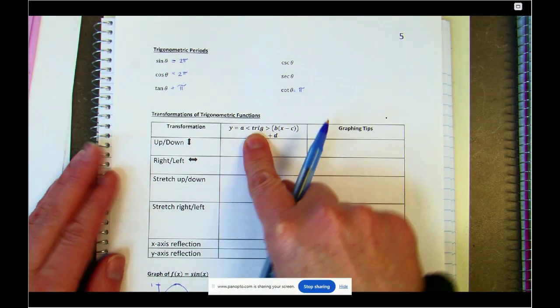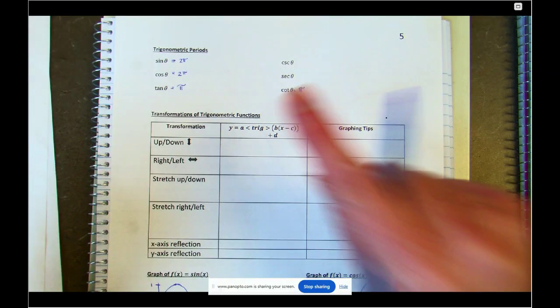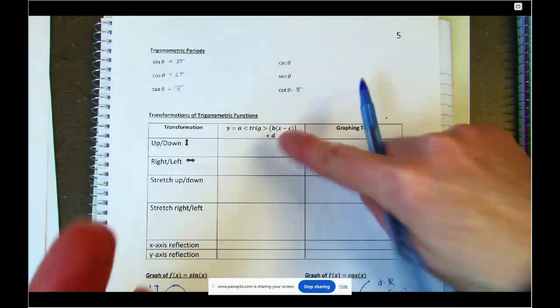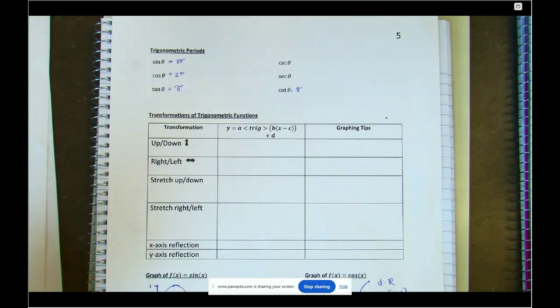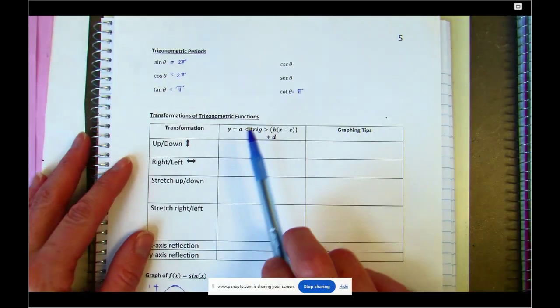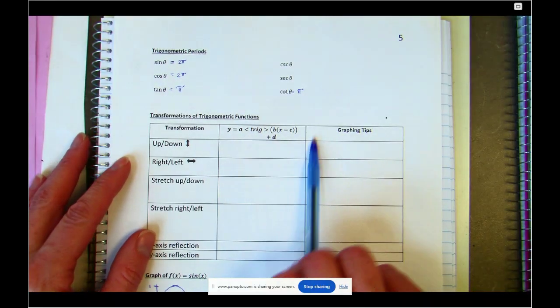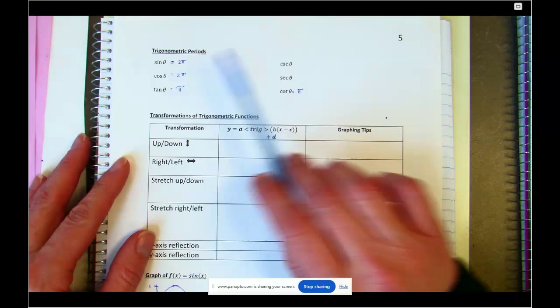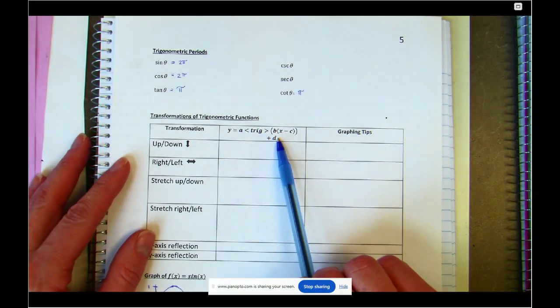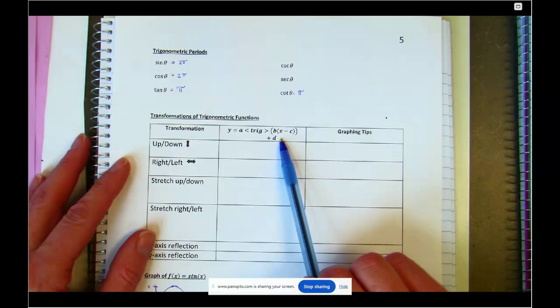This trig right here could be anything. It could be sine, cosine, secant, cosecant. It could be tangent, cotangent, but we're not going to do those. So this could be sine, cosine, secant, cosecant. And by the time we're done, we will know how to graph sine, cosine, secant, cosecant with potentially all 4 of these transformations. Okay, and graph by hand, not with our calculator, just in case you thought.